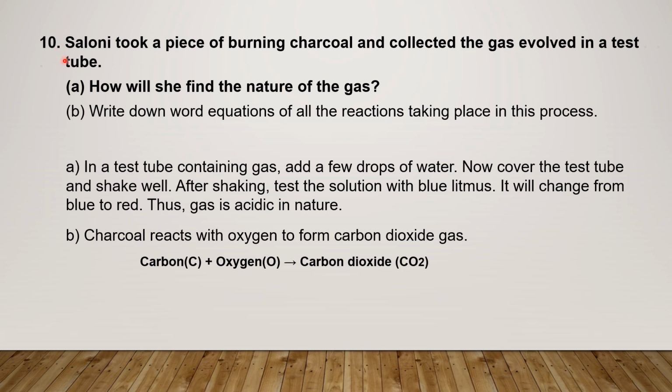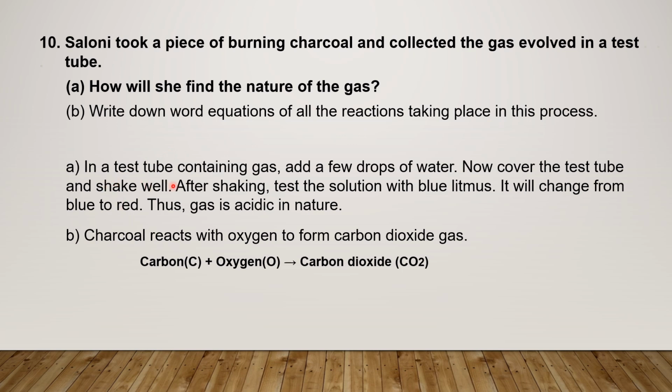Tenth one. Saloni took a piece of burning charcoal and collected the gas evolved in a test tube. Charcoal means coal. So she took a piece of burning coal, a gas is evolved, and she collected that gas. How will she find the nature of that gas? How can we find the nature, meaning is it acidic or basic? Write down the word equation of all the reactions taking place in this process.